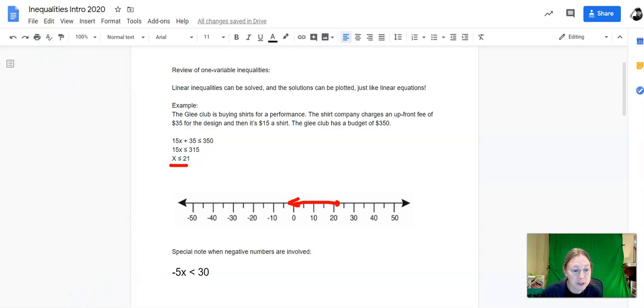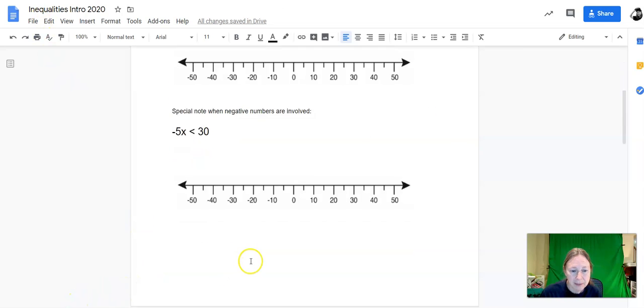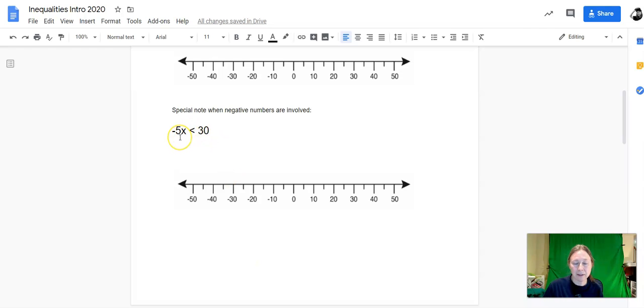One special note when you're using negative numbers in inequalities: let's say we have an inequality like this, negative 5x is less than 30. To solve this inequality, we could solve it just like a linear equation, and so to do so, we'd divide both sides by negative 5. So then we'd say x is less than negative 6. However, if you actually test values less than negative 6, you'll find out they don't work. So for example, try x is negative 7. Negative 5 times negative 7 is 35, and 35 is not less than 30. So this solution to the inequality doesn't work.